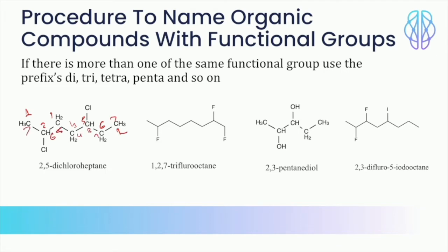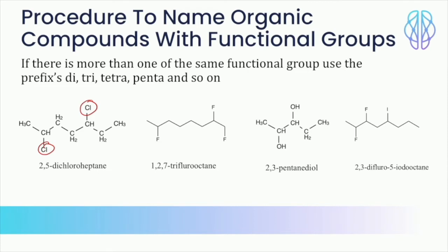So from left to right, we have the 2nd and the 5th position. So this gives us a total of 7. From right to left, we have the 3rd and the 6th position, which gives us a 9. So 7 is clearly the smallest, so we are going to go from left to right. So, number from left to right. The chloro is in the 2nd and the 5th position. Now, what do we do since there's 2?